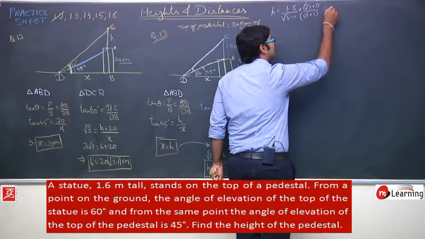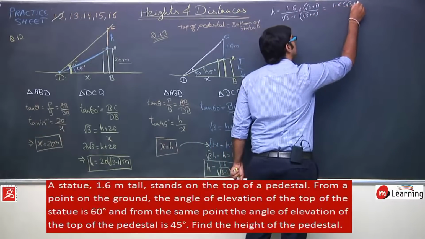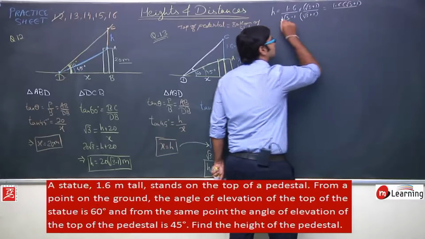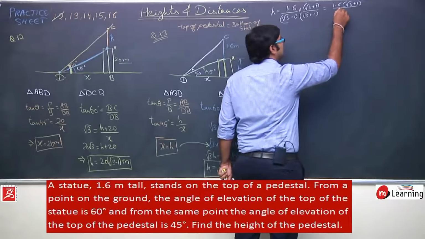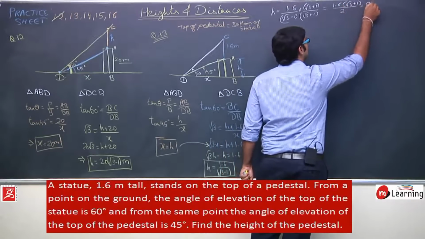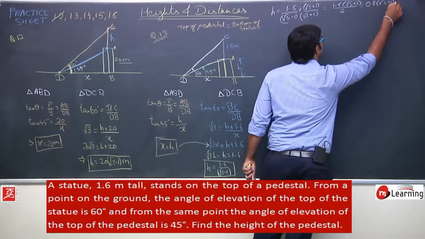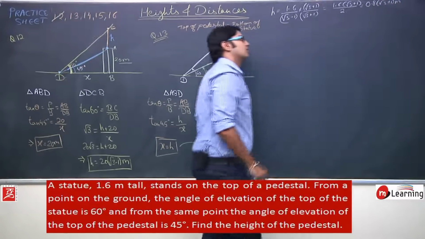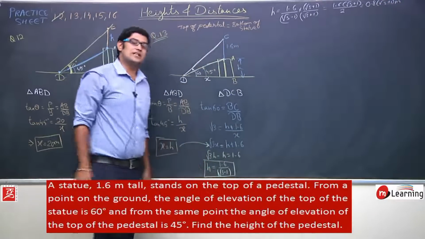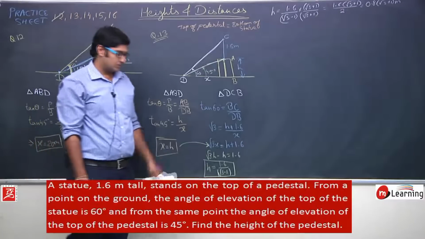So this will give you h is 1.6 into root 3 plus 1 divided by root 3 minus 1 times root 3 plus 1, which is 3 minus 1, that is 2. So this will give you 0.8 times the bracket root 3 plus 1 meters. So this is the value of h that we need to determine. This is the final answer.